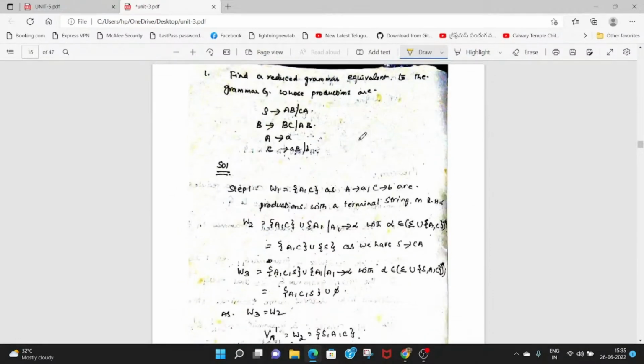See here. So here for reducing grammar we have three things: elimination of useless productions, elimination of null productions and elimination of unit productions. These are the three things we have. Okay, and the three things have smaller differences from one to another.